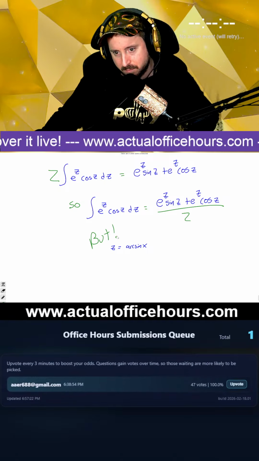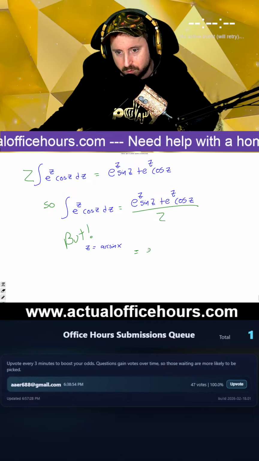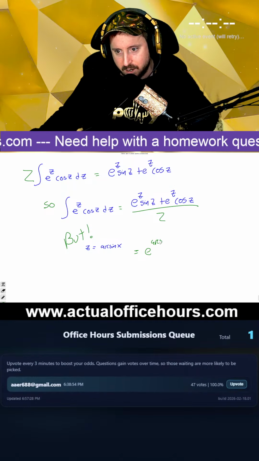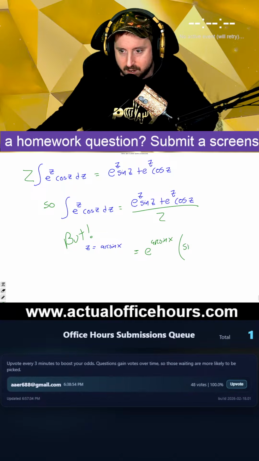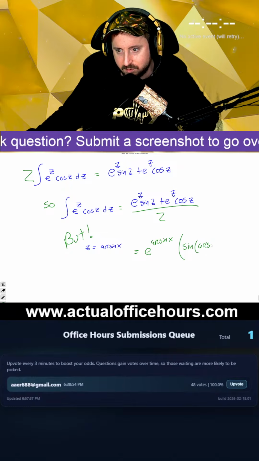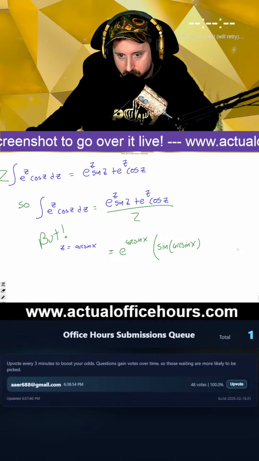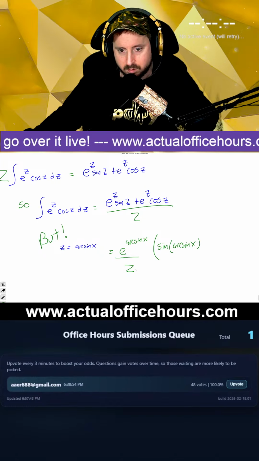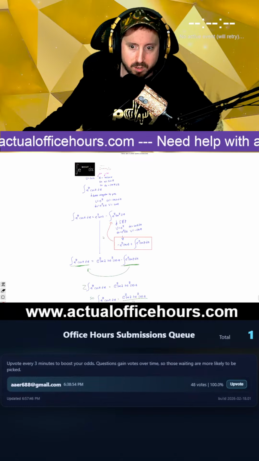But you gotta remember that z was arcsine of x. So this is equal to e to the arcsine of x. And then this is going to be sine of arcsine of x. And then this is still over 2. So remember this from like way over here.